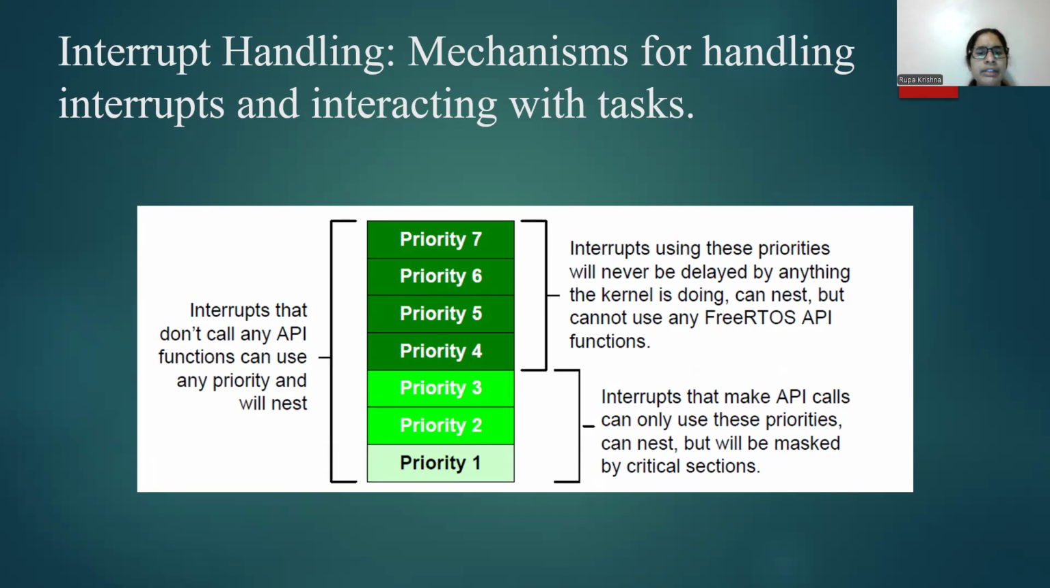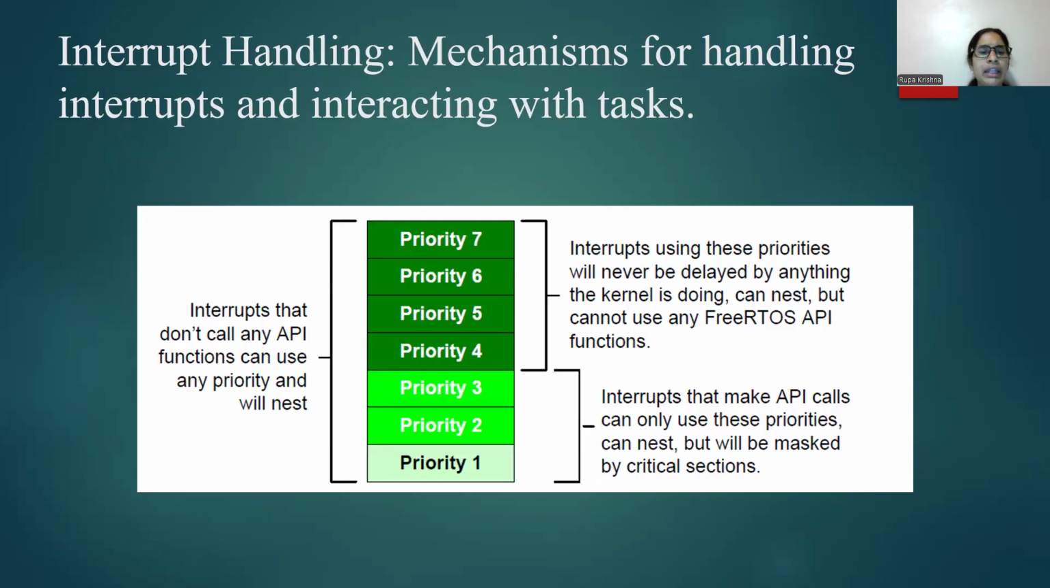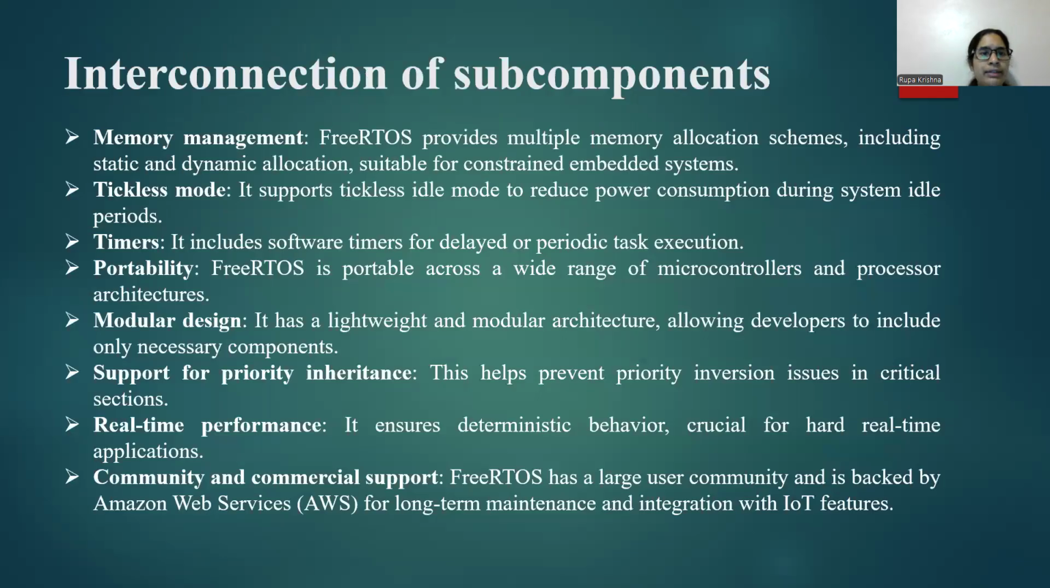Coming to priority 1 to 3, interrupts that make API calls can only use these priorities, can nest, but will be masked by critical sections. And from priority 1 to 7, interrupts that don't call any API functions can use any priority. The next slide is about the interconnection of subcomponents.